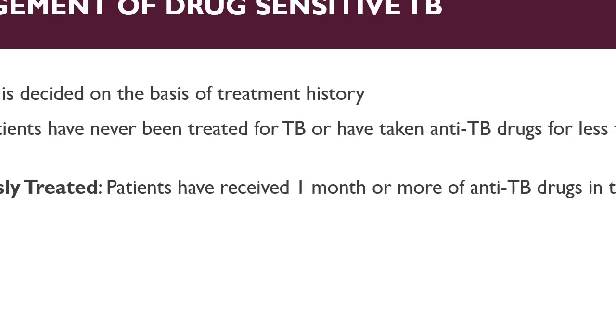Treatment of drug sensitive tuberculosis depends on the type of patient. Now, the type of patient is decided on the basis of treatment history, whether this is a new case or a previously treated case. A new case is defined as a person who has taken treatment for less than 1 month or has taken no treatment. The previously treated patients are the ones who have received any course of treatment for more than 1 month.